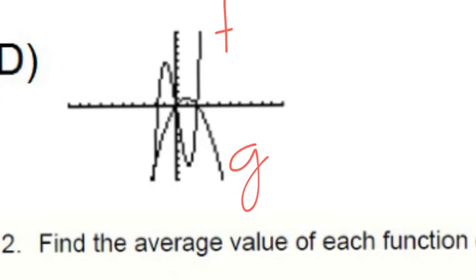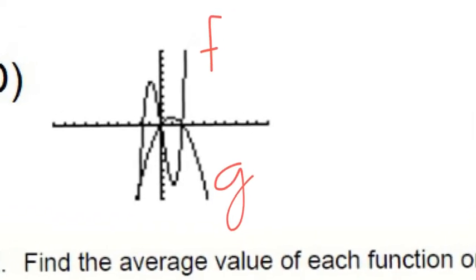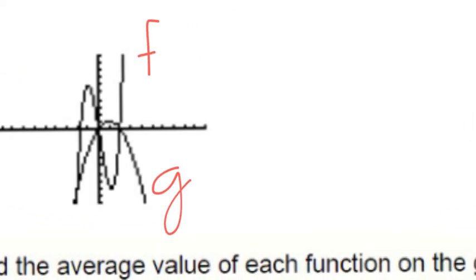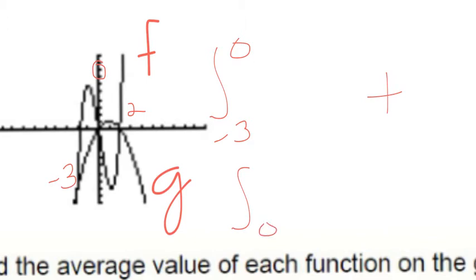So my intersection points, you graph both. You're going to do second trace. The calculate menu, choice number 5 is intersect. You put your cursor on all three. You have to do it 3 times. So the one on the far left is at -3. The one in the middle is at 0. And the one on the right is at 2. So I'm going to have the integral from -3 to 0. I'm going to add that to the integral from 0 to 2.